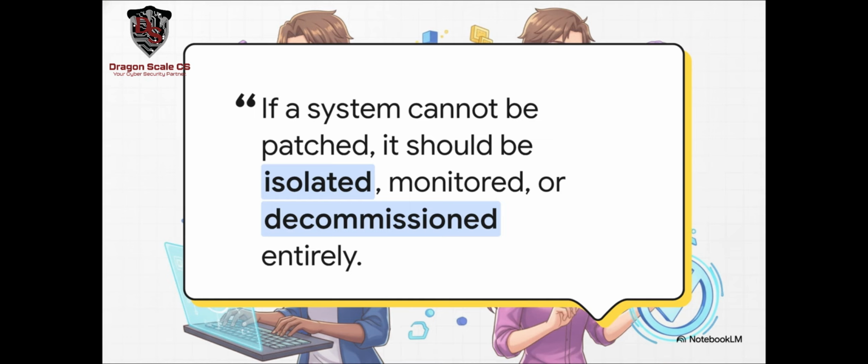You've got 3 choices. Isolate them, stick them on a segmented network where they can't hurt anything important, monitor them aggressively, watching for any sign of trouble, or, and this is almost always the best option, just decommission them entirely.